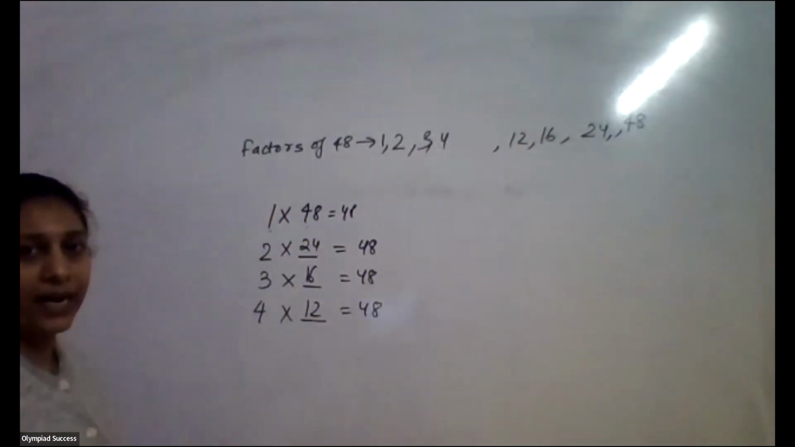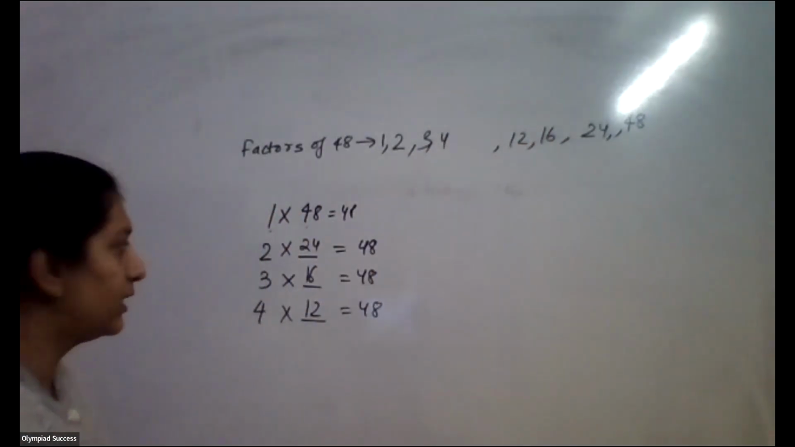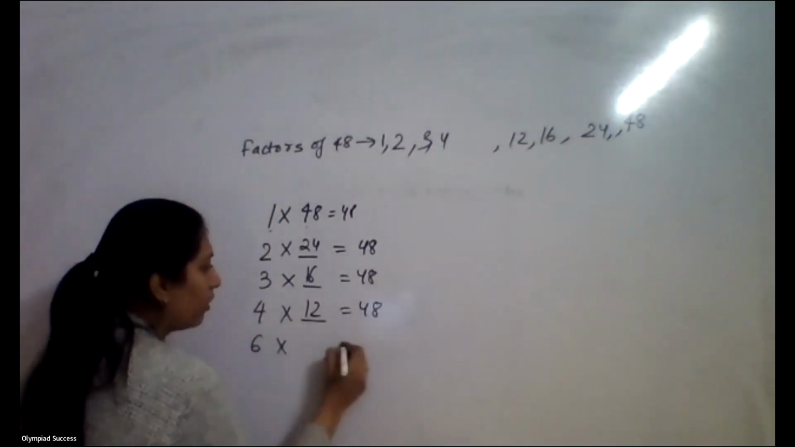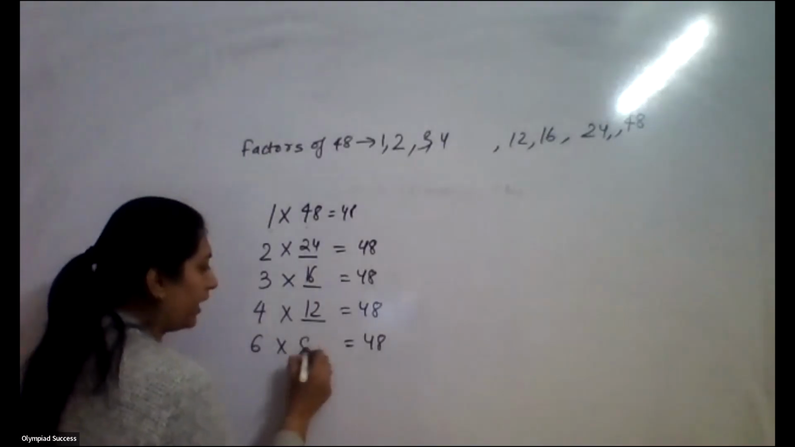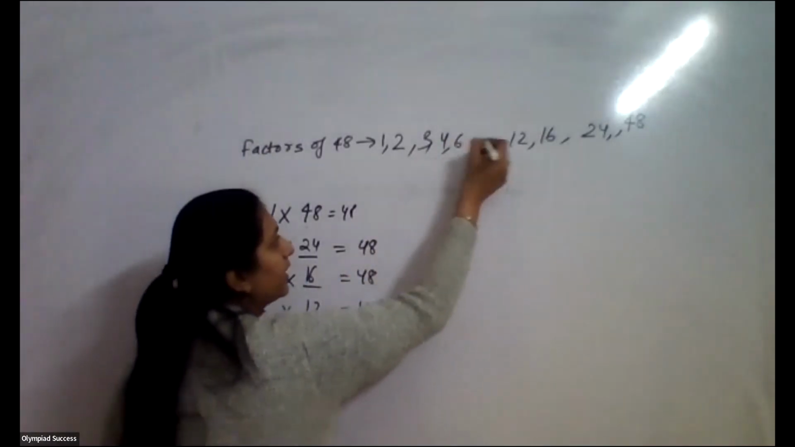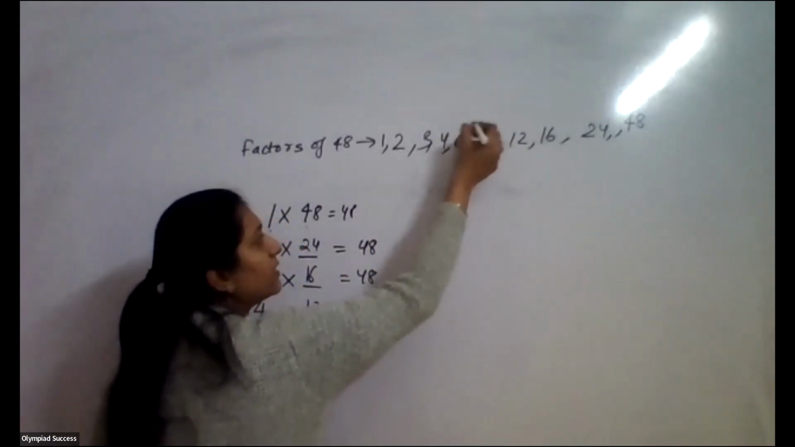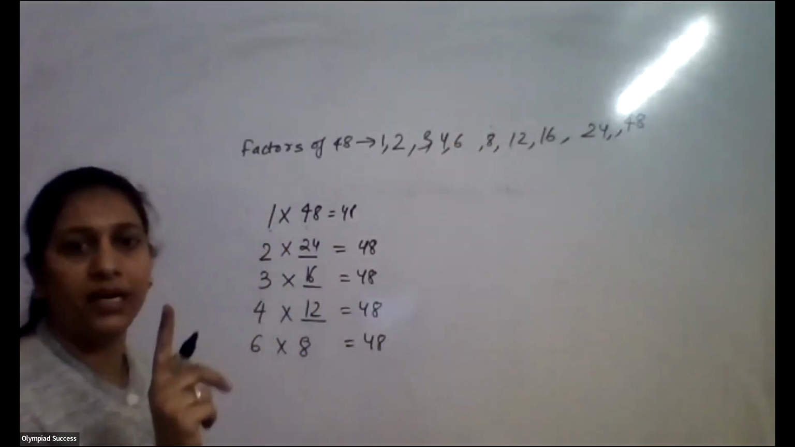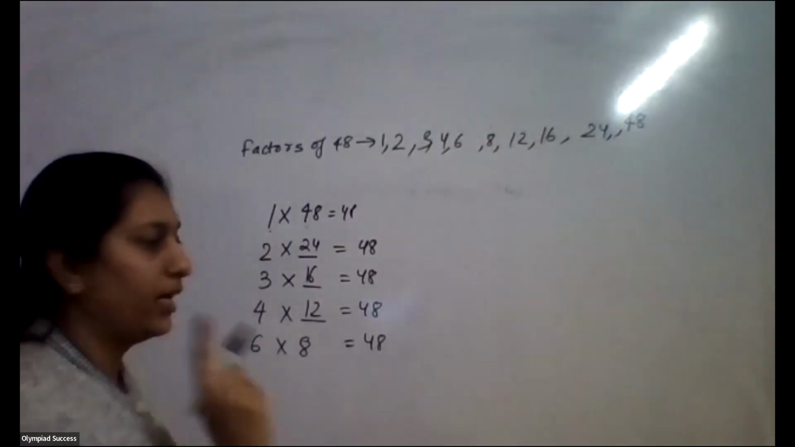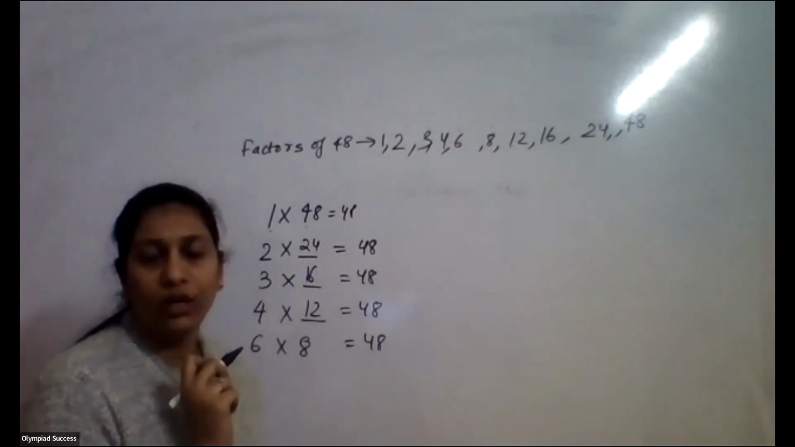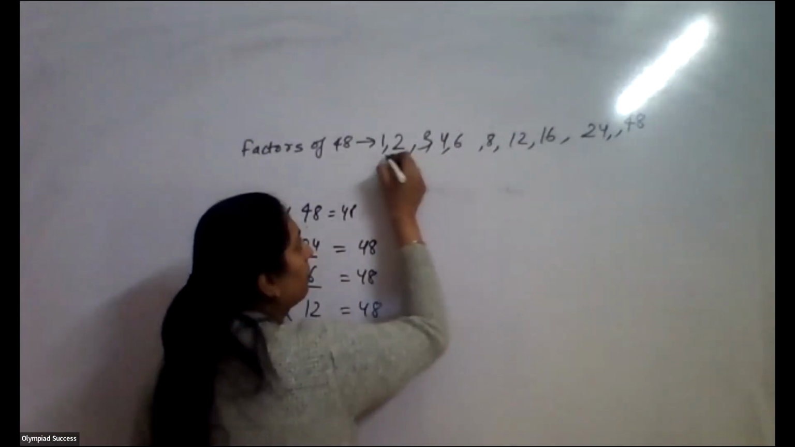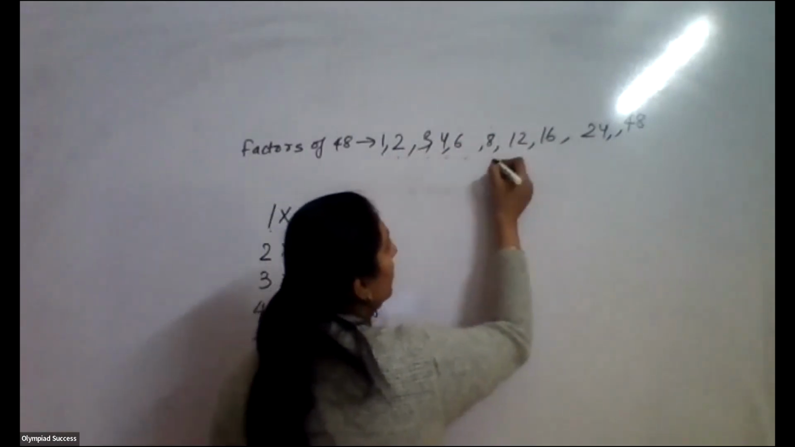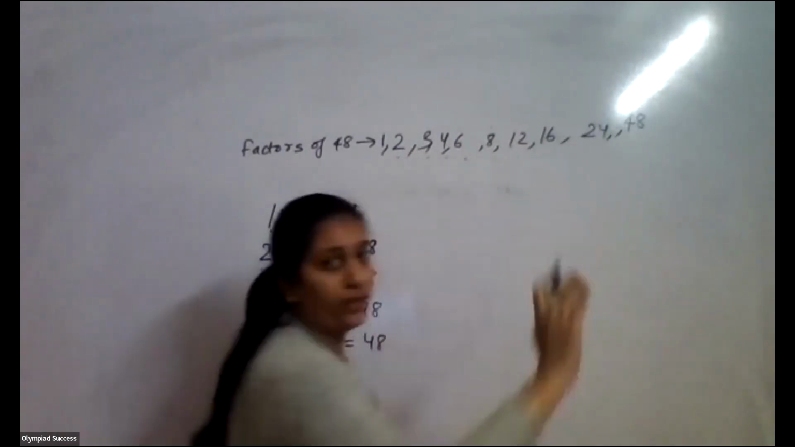Now, after that, 5 will not be a factor. Now, 6 into what will give you 48? 8, right. 6 into 8 will be 48. So, I will write 6 here and 8 in the last. Now, between 6 and 8, I have only one number left to check. That is your 7. So, 7 is not a factor of 48 because it is not totally divisible. So, I get all the numbers 1, 2, 3, 4, 6, 8, 12, 16, 24 and 48.